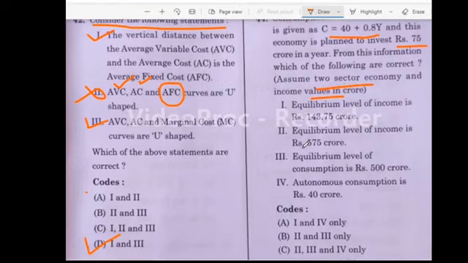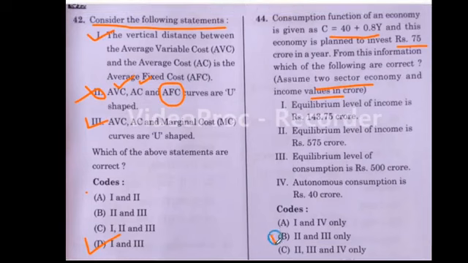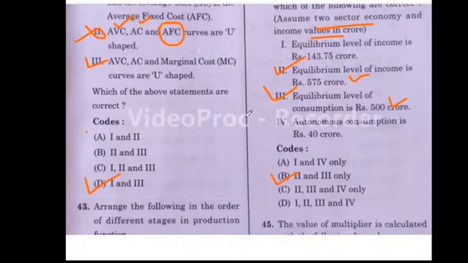Yes, this question I have solved. The right answer will be option B. Yes, option B, 2 and 3 are correct here. Please solve this question and you can comment in the comment box. The equilibrium level is 575 crore and equilibrium consumption is 500 crores. If it is possible, I will make another video with a detailed explanation.